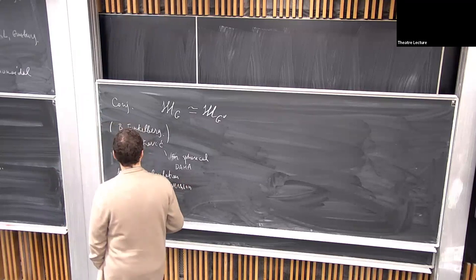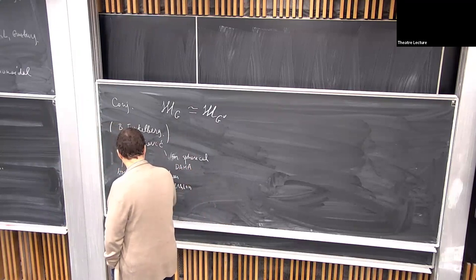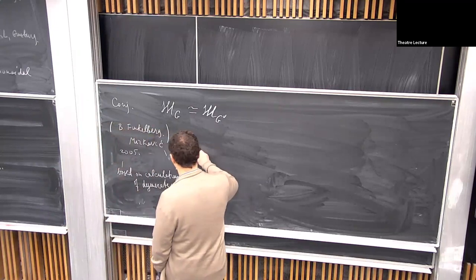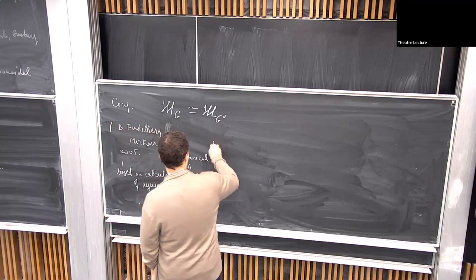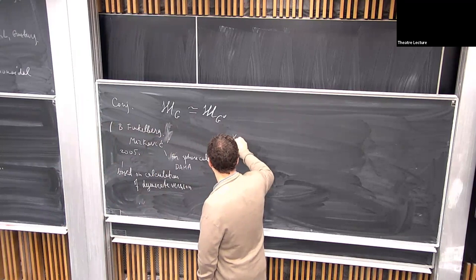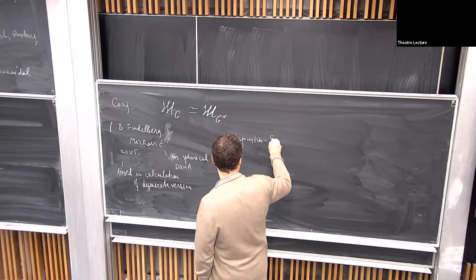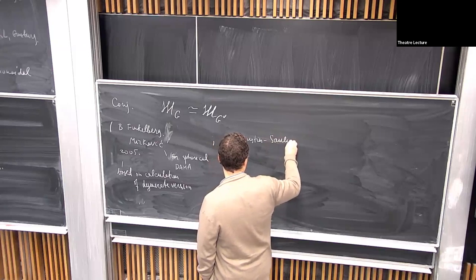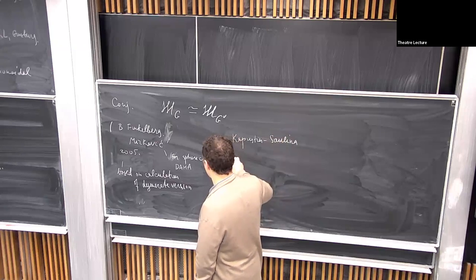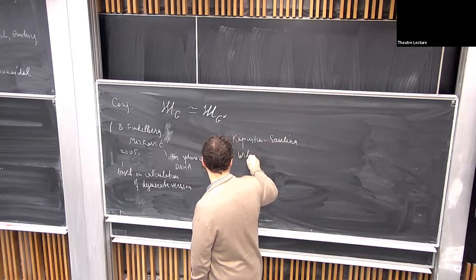And it was made around the same time by the physicist Kapustin. So independently it was proposed by Anton Kapustin and Natalia Saulina, who called it duality for Wilson and 't Hooft operators.